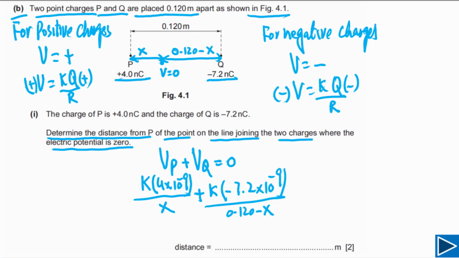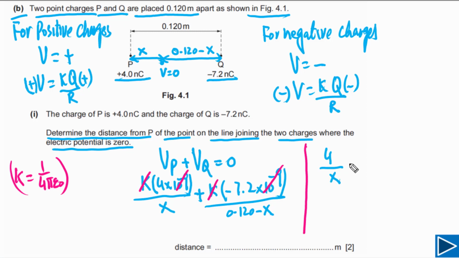Now from here, there are a few things we can cancel out. The first thing we can cancel is the k. I'm just using k here, but you need to understand k is equal to 1 over 4 pi epsilon naught. You can also enter 1 over 4 pi epsilon naught. To keep it simple, I'm using k. So we can cancel k with k, and the power 10 to negative 9 with 10 to negative 9. Now we can simplify this. We're left with 4 divided by x, and this is negative here. So on the other side, this will be positive. So this will be equal to 7.2 divided by 0.120 minus x.